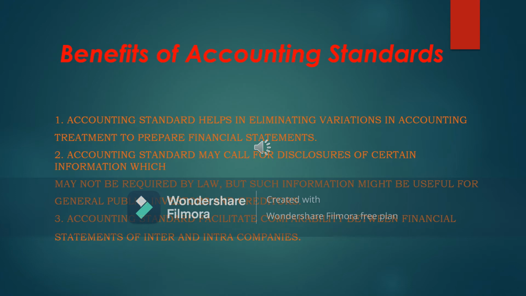Then the accounting standard may call for disclosure of certain information which may not be required by law, but such information might be useful for the general public, investors and the creditors. So this can be called anytime by any user. All those informations will be there because the financial institution will use the accounting standards now, and all the informations required by the accounting standards would be there. So easily can be disclosed. Also, these would be reliable for the general public, investors and creditors.